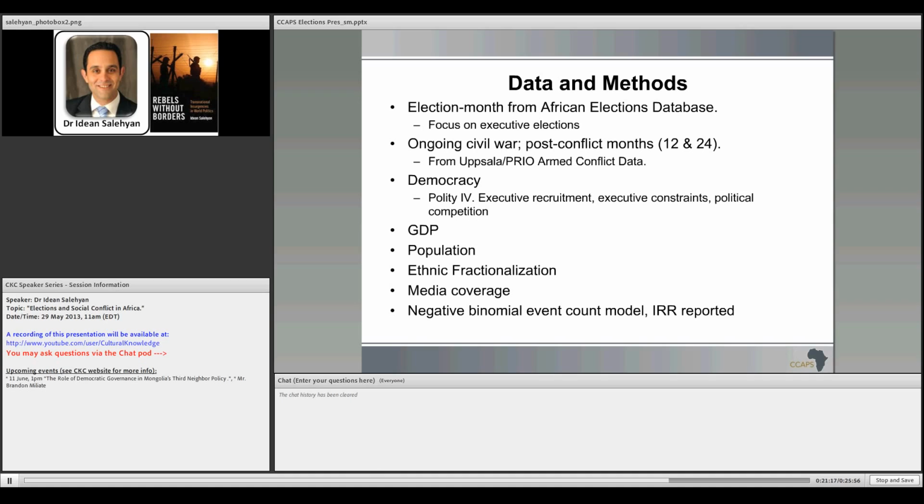We also have a few statistical controls for the level of wealth, the size of the country, ethnic fractionalization, and the degree to which the media actually covers those countries, because we might have spotty news coverage for some countries versus others.